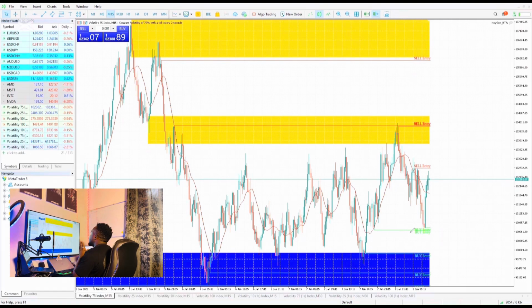Now we'll talk about the take profit and stop loss part a little bit later on, but let's dive into how we can actually find a trade using this indicator. So I'll use a current example on V75.